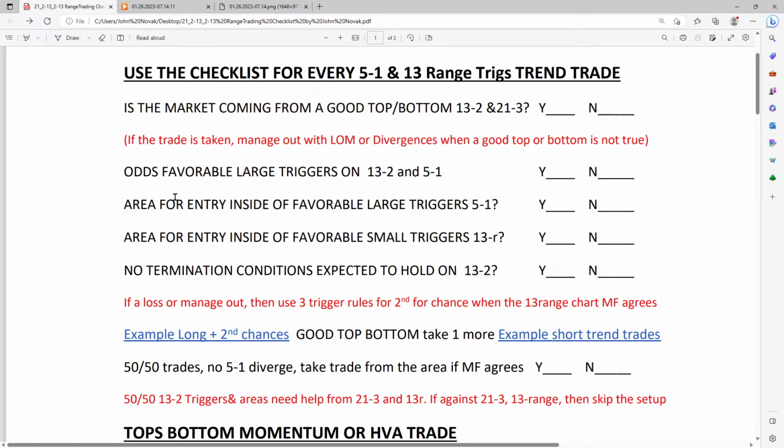Before I go any further, do you guys have questions about this? This is your normal 5-1 trend trade. Nothing has changed on this. Everything that Mark teaches every single day, nothing is different. Nothing has changed.